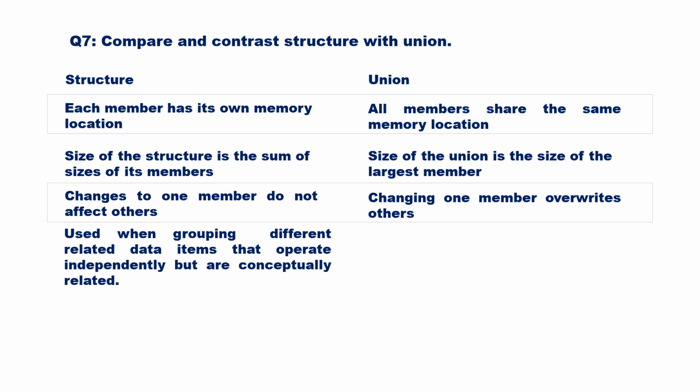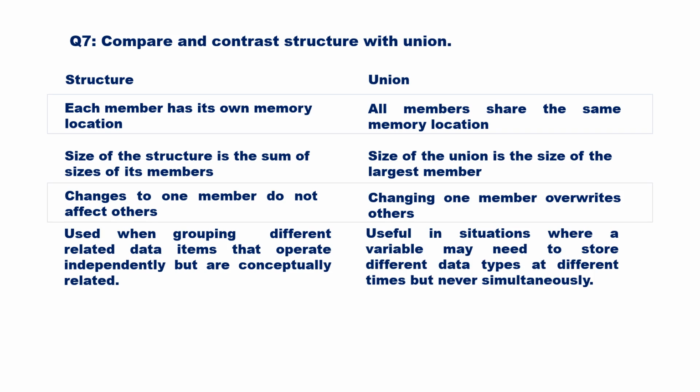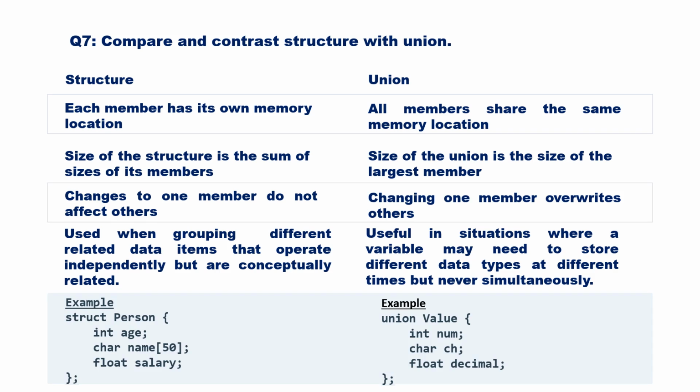Structures are used when you want to group different related data items that operate independently but are conceptually related. Unions are useful in situations where a variable may need to store different data types at different times but never simultaneously. Example: person is a structure with three members: age, name, and salary. Value is a union with members num, ch, and decimal.